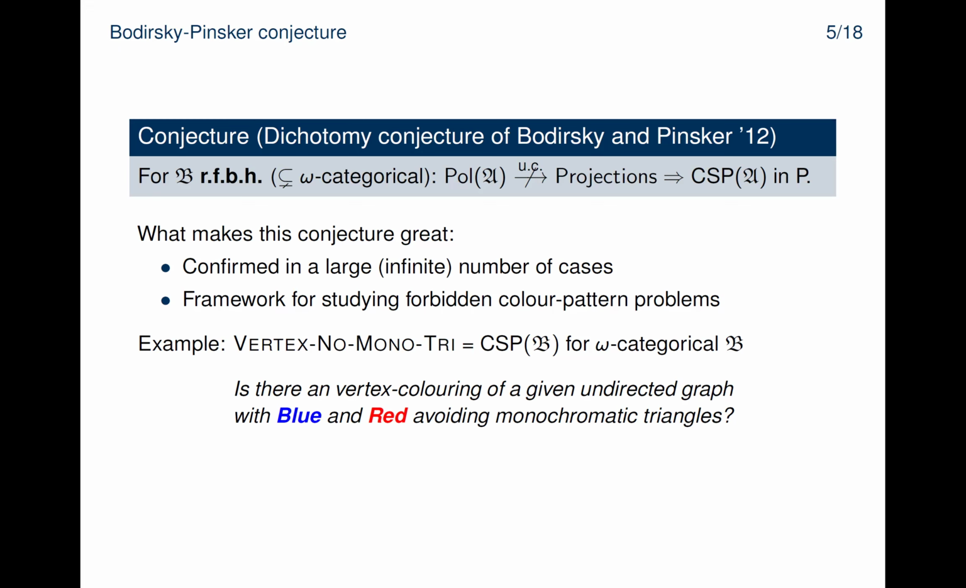Okay, so vertex no monochromatic triangle asks whether there exists a vertex coloring of a given undirected graph with just two colors here, blue and red, but you could choose more colors, such that this coloring avoids monochromatic triangles, right? So before we had monochromatic edges, now we have monochromatic triangles. This is actually a CSP of an omega-categorical structure. It is not a CSP of any finite structure. And just as an extra fact, it actually also falls into this dichotomy conjecture. So it also satisfies this mysterious condition, reducts of finitely bounded homogeneous structures.